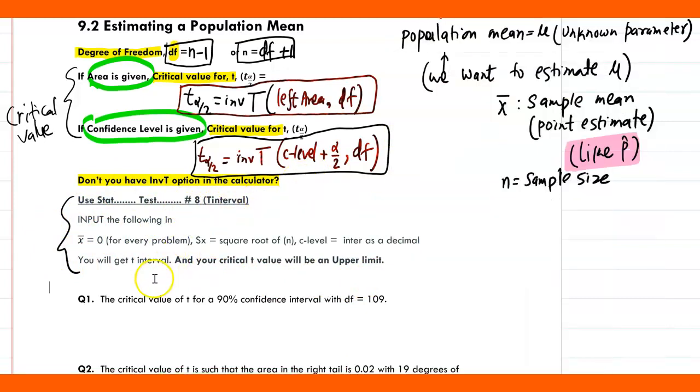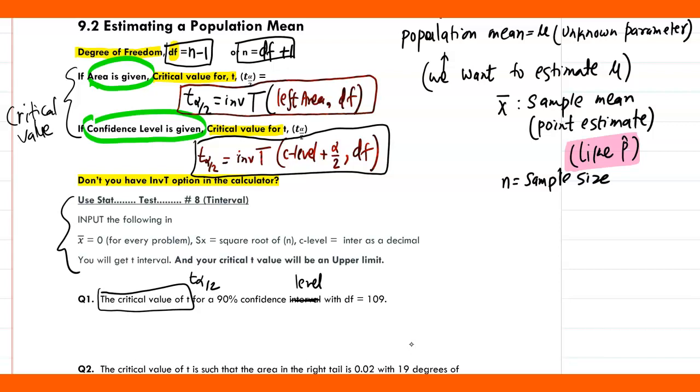Let me do question number 1 first. The critical value for t for a 90% confidence level with degree of freedom 109. Now let's do question number 1. Let's find that critical value for t, that is, find t alpha over 2, right? Critical value for t means t alpha over 2. Find that with 90% confidence. I should say confidence level, not the interval. 90% confidence level.